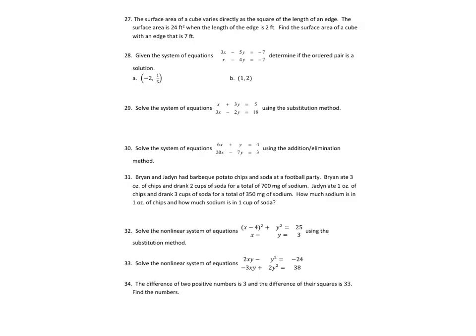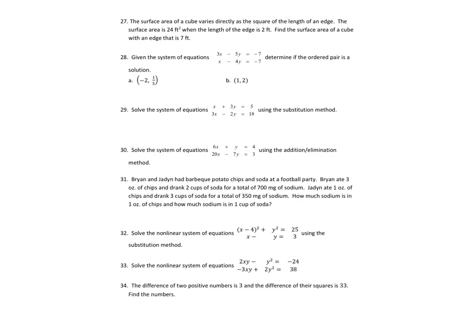So if we know the surface area of a cube varies directly as the square of the length of an edge, let's let S be surface area, and let's let L be length of an edge. It's giving us that S equals something times the square of the length of an edge, so that's L squared. So S equals KL squared.